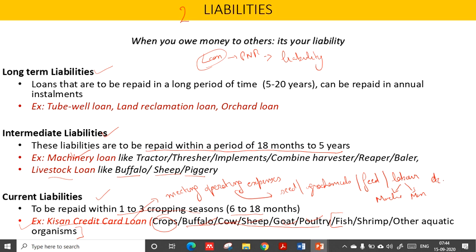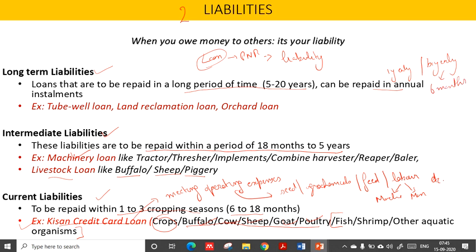Then come long term liabilities. You are supposed to repay them over a very long period of time, 5 years to 20 years. There might be annual installments, that is yearly, or bi-yearly, that means every 6 months.